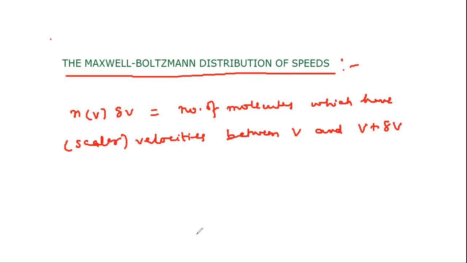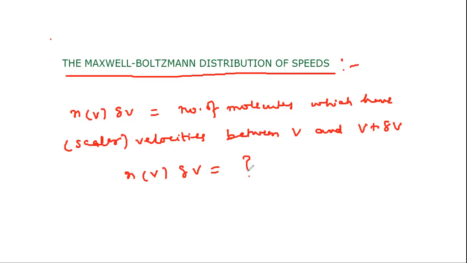We want to express this number in terms of the relevant parameters. That expression for N of v delta v is called the Maxwell-Boltzmann distribution of speeds, when you use Maxwell-Boltzmann statistics to figure out this number. Now we are going to use the Maxwell-Boltzmann distribution.